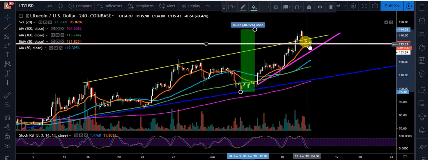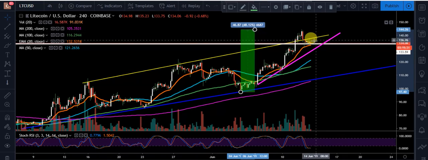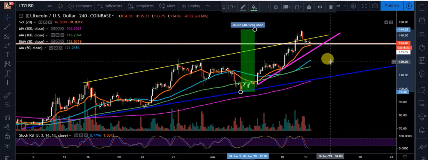So now we're going to see the bulls defending it. You can see some wicks down in here. We're going to see if we get a break back up to test this 142.90, or if we're going to start breaking down through this 20 EMA and having candle closes. Then we would first look for support at 130, and then we'd probably look to about that 120 for support.